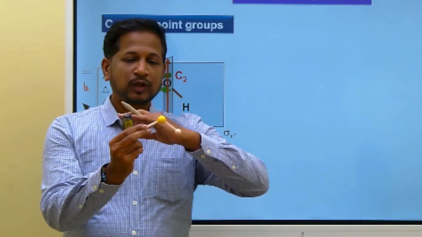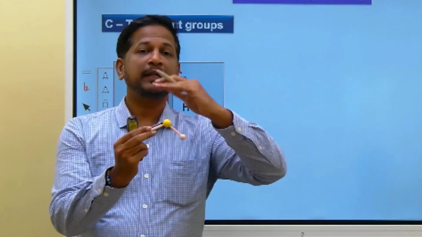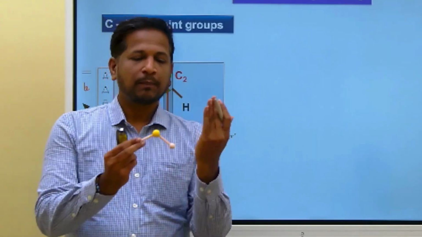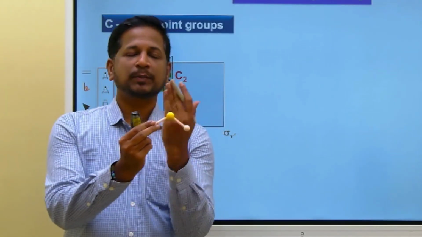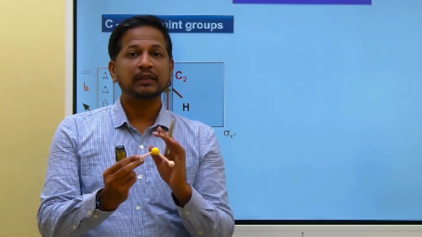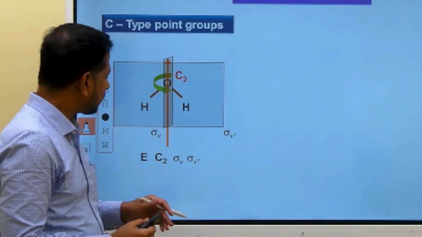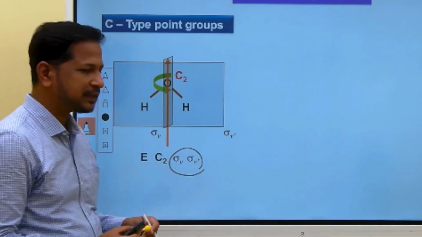If the plane would have been like this, that is perpendicular to the principal rotational axis, that would have been a horizontal plane. But this plane contains all the atoms, and it is parallel to the principal rotational axis. So therefore this is also a vertical plane. This is how there are two vertical planes present in this molecule.